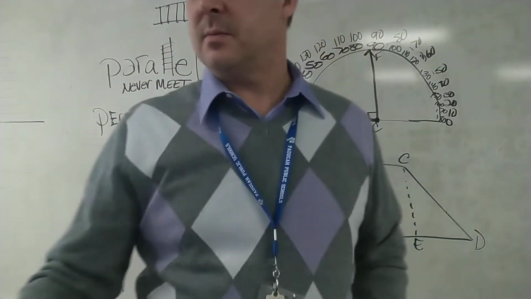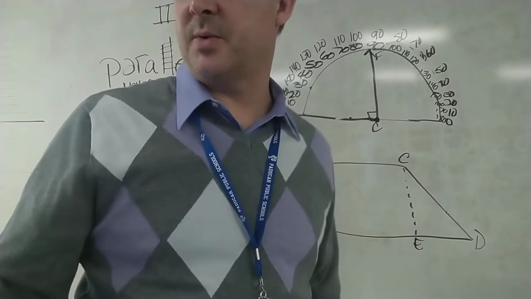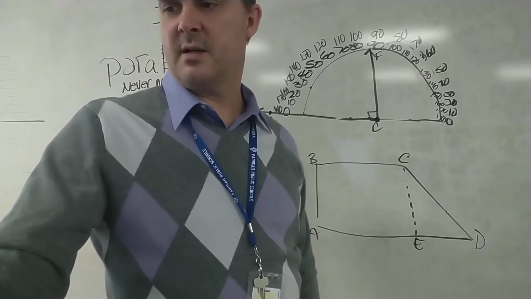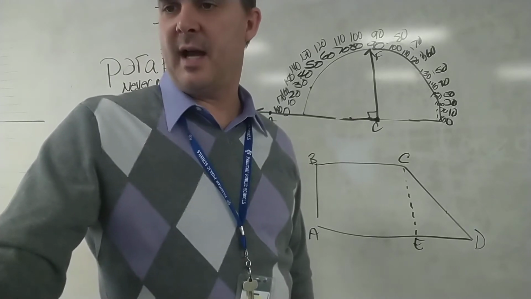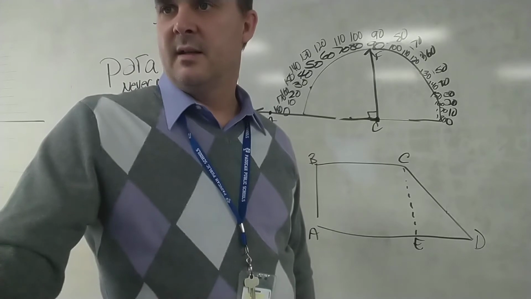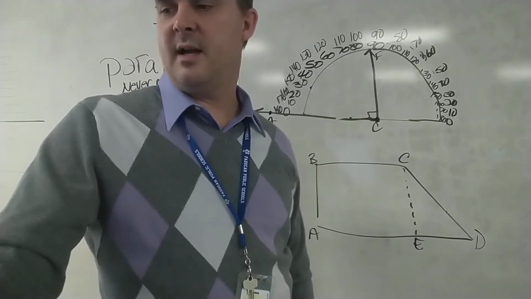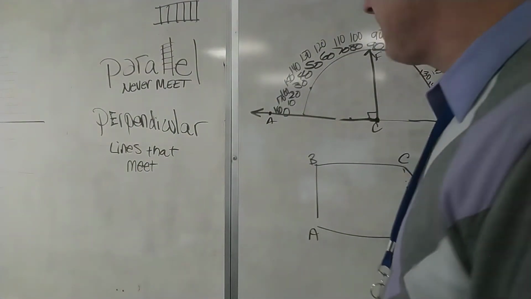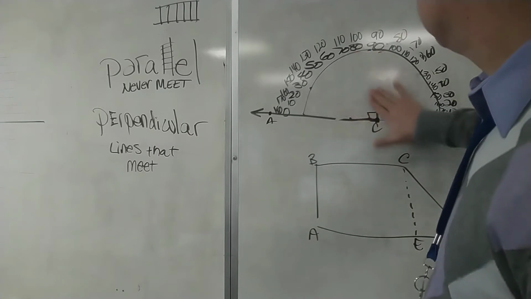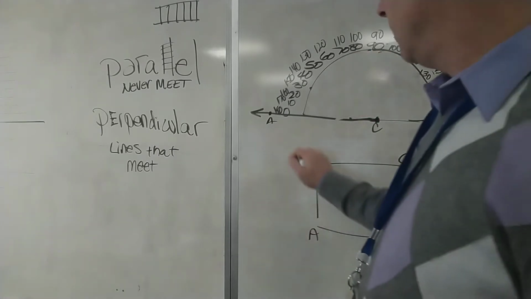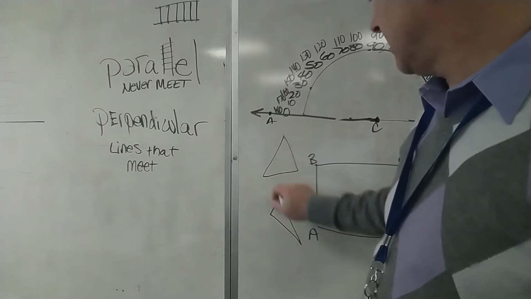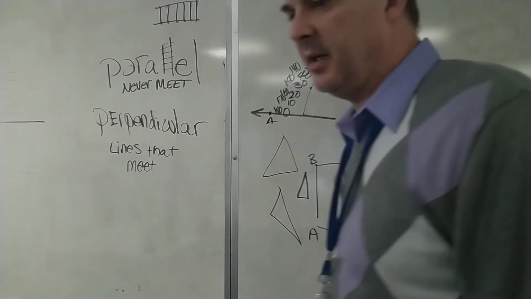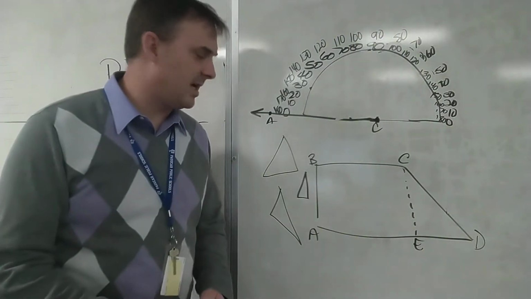What shape has three sides? Give me a shape that has three sides. Raise your hand. What shape has three sides? Nariah, what shape has three sides? A triangle. Very good. A triangle has three sides.